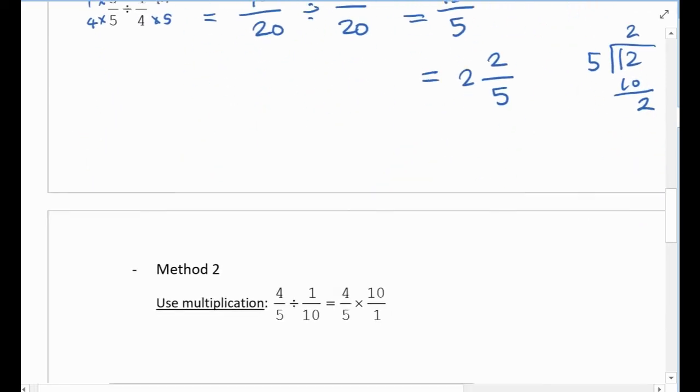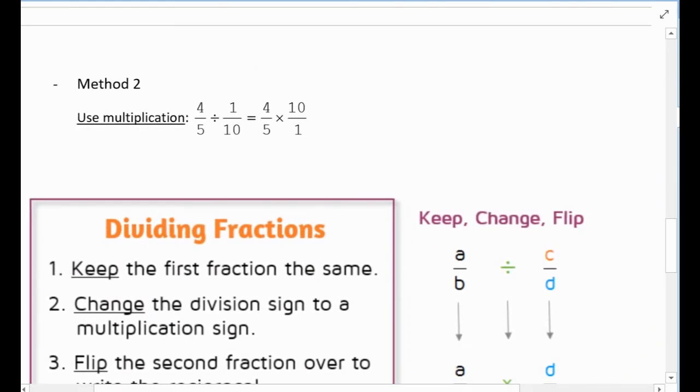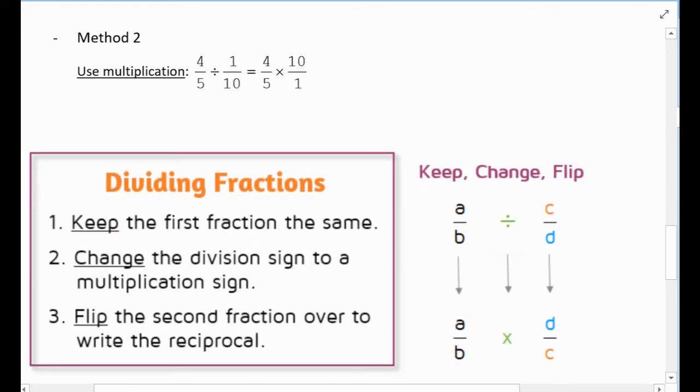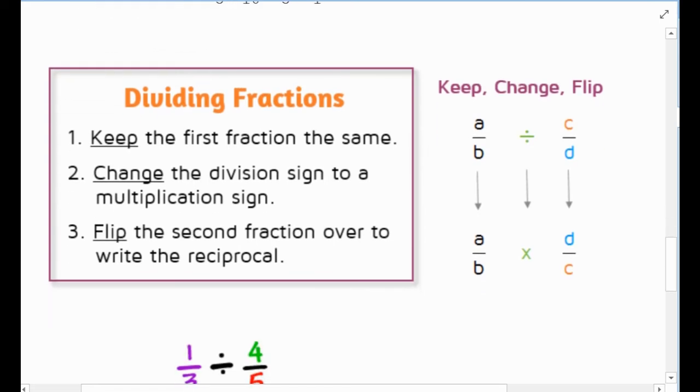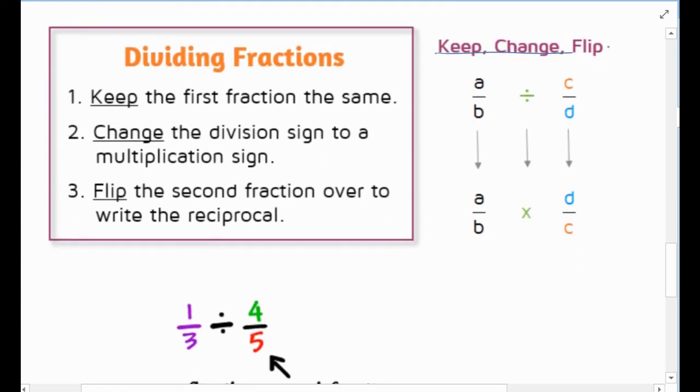Alright, let's move on. As I said, there's a second method. The method is called keep, change, flip. Okay? So remember, keep, change, flip. So dividing fractions, we can use the keep, change, flip method. The first method was called the common denominator method, and the second method is called keep, change, flip.